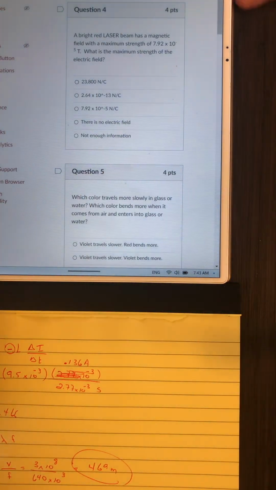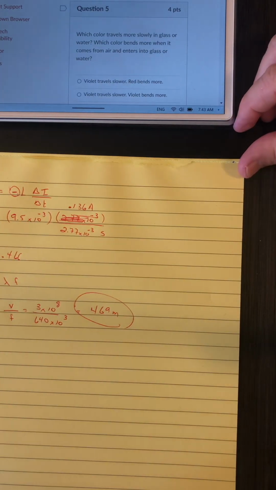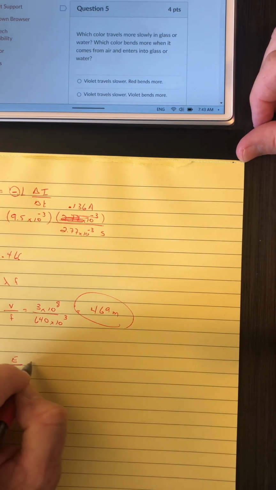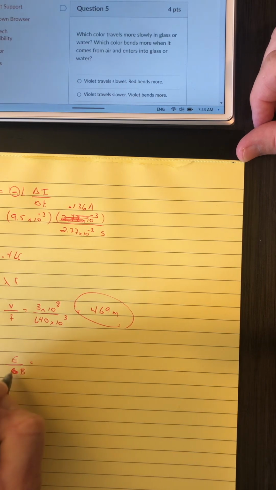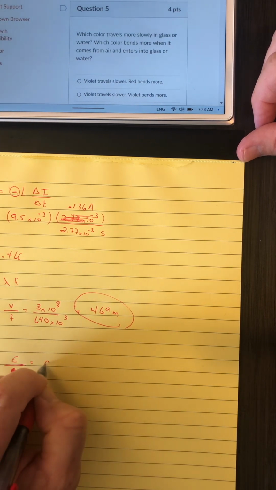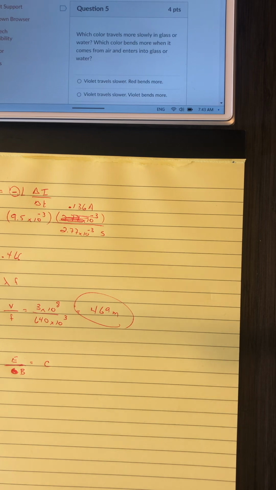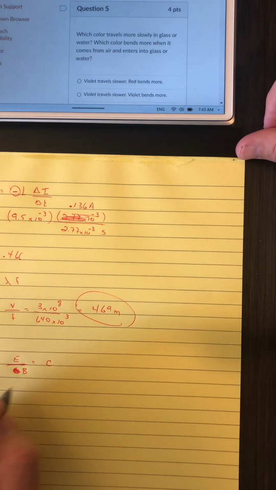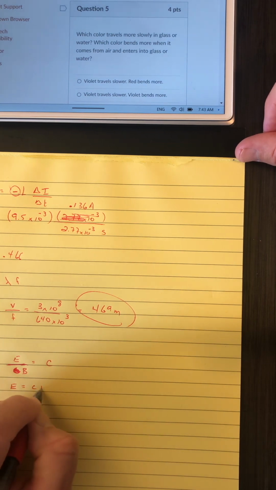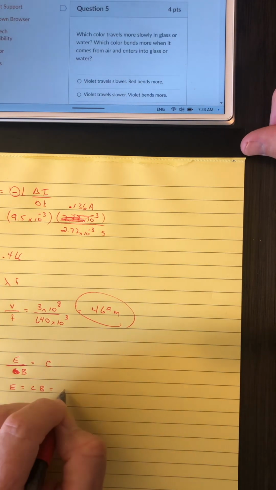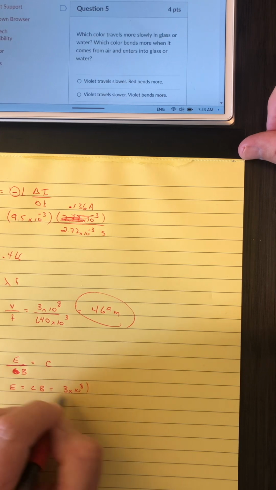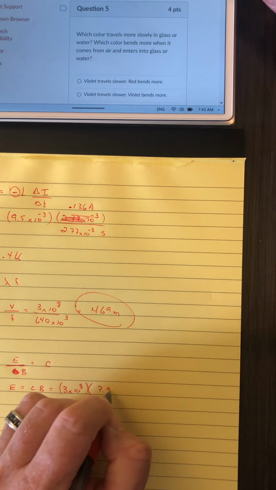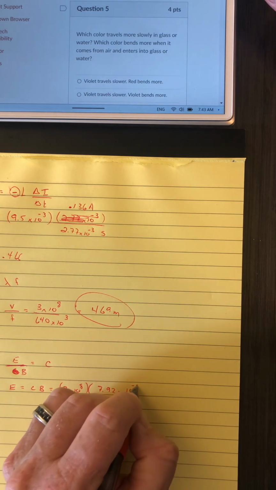All right, well, let me bring my yellow pad back here. But we learned that for all electromagnetic waves, the ratio of the electric field to the magnetic field is C, the speed of these electromagnetic waves. So in other words, the electric field would be C times the magnetic field, and C being 3 times 10 to the 8th, and B being the strength of this field, which is 7.92 times 10 to the -5.